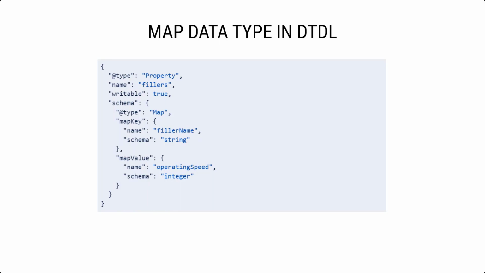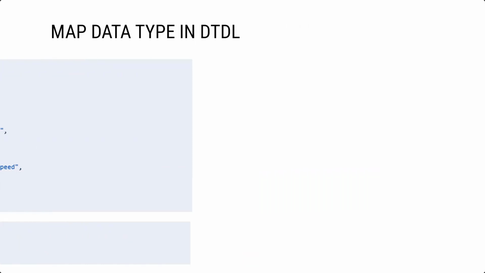Next, we have a map data type. A map describes a data type of key value pairs where the values share the same schema. For example, we can use the map to reflect the operating speeds of multiple fillers. Here is the serialized map data for the map model definition.